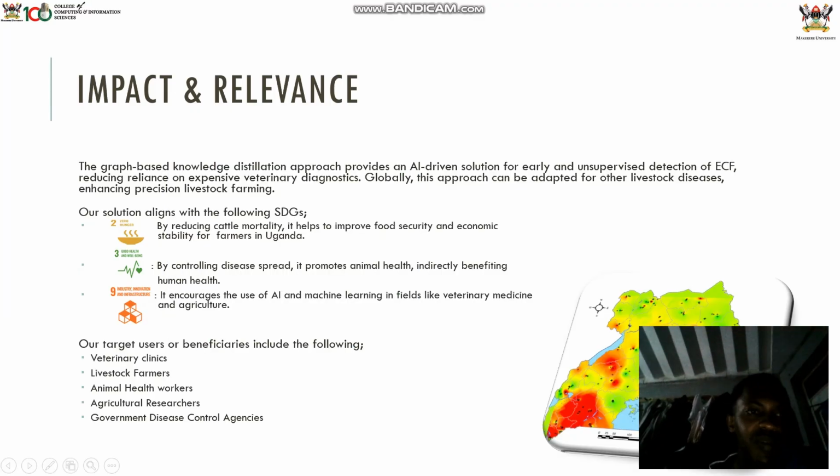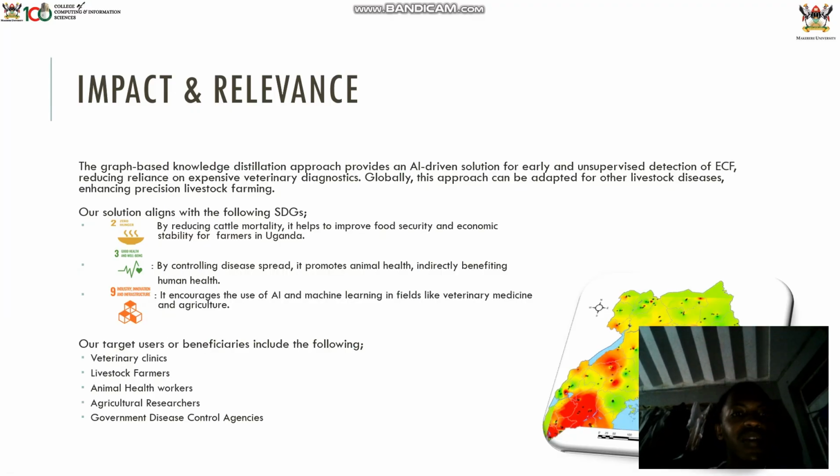Good evening. My name is Bainam Shadrack, and I'm here to continue from where my colleague has stopped. Our solution aligns with the following SDGs: SDG 2, which improves food security and economic stability for farmers, SDG 3, which promotes animal health and indirectly promotes human health, and SDG 9, which encourages use of AI and machine learning in fields like animal farming. Our target users include veterinary clinics, livestock farmers, animal health workers, and government disease control agencies.